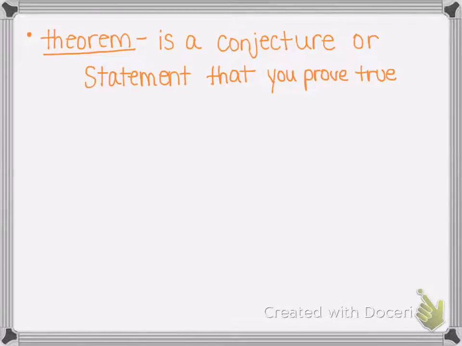Glad you asked. A theorem is a conjecture or statement that you prove true. So postulates are something that we just take as fact. We don't have to do any work to show that. But a theorem we actually have to prove. But we don't, because somebody else did a long time ago. So we just kind of take them for what they're worth.